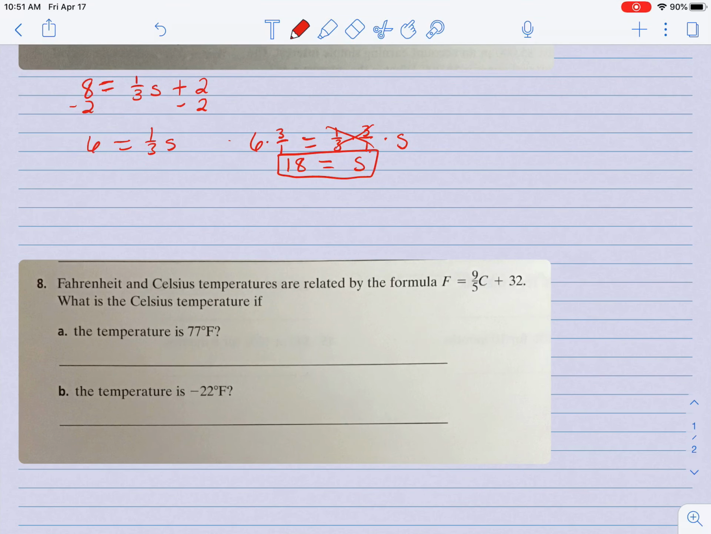Okay, last one. Now we're given a formula, or we're given a function rule here. And it says Fahrenheit and Celsius temperatures are related by the formula F equals 9/5 C plus 32. F stands for Fahrenheit, C stands for Celsius. Okay, what is the Celsius temperature if the temperature is 77 degrees Fahrenheit? So now we're going to have to rewrite this function and solve for C.